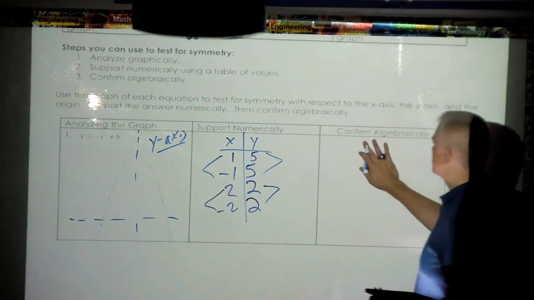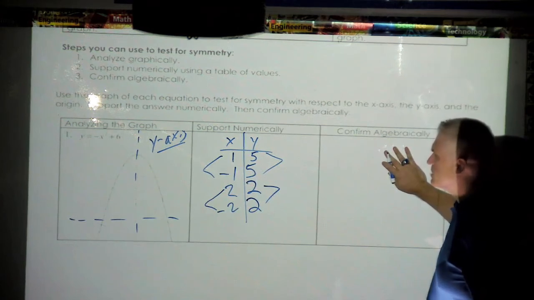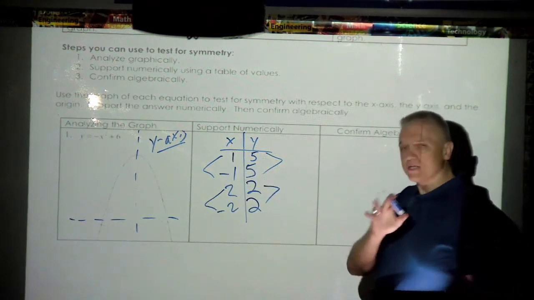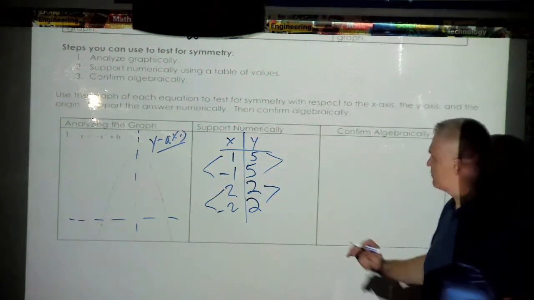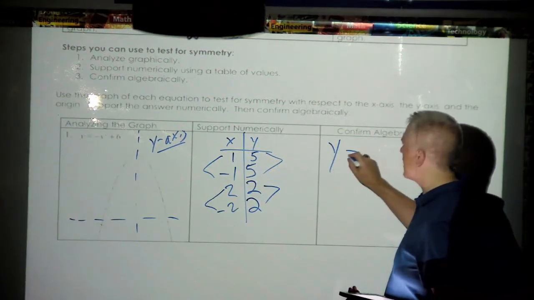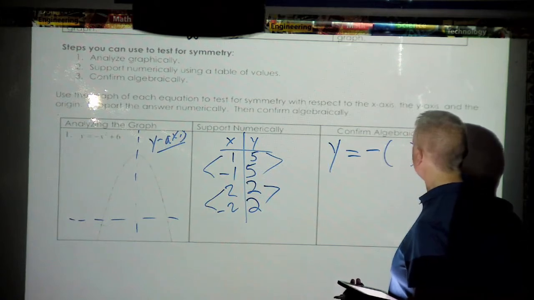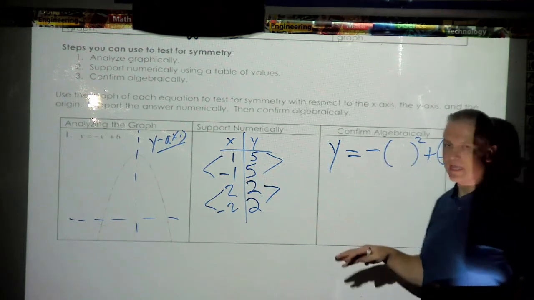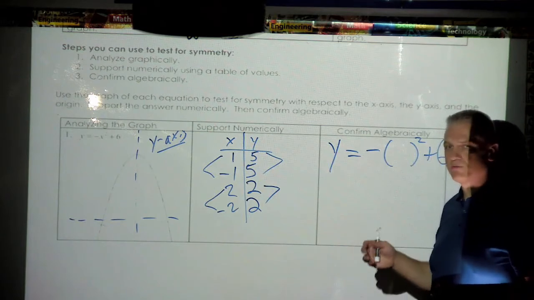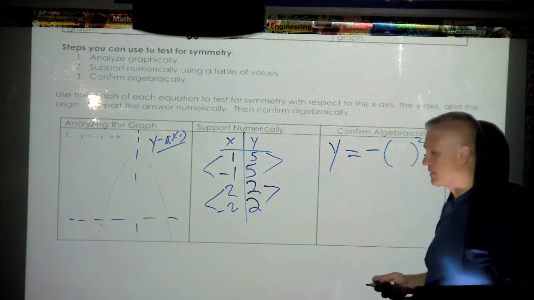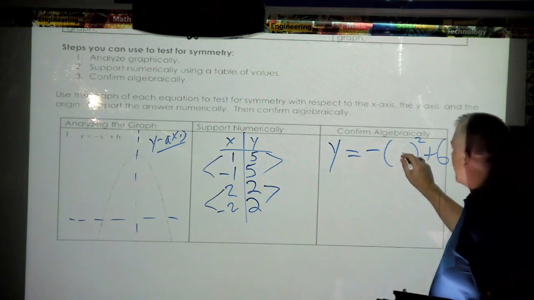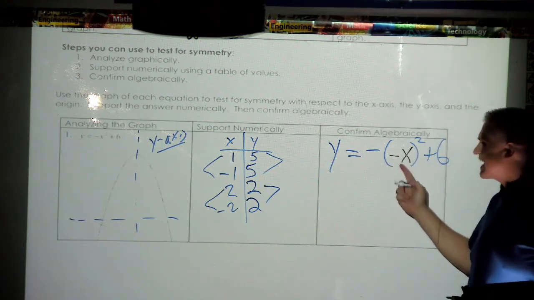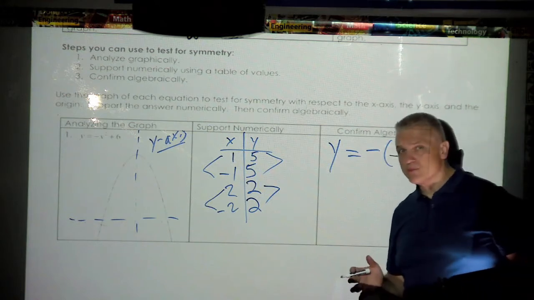Okay? Confirm it algebraically. So what did we say? If we change the sign of x, please watch this carefully. If I change the sign of x, I'm just going to leave out my x. This is the part people forget, and they lose points on that first quiz, and then they lose points on the test if they can't get it by then. So instead of x, I'm going to change the sign of x. Now it's a negative x. Now I just have to remember to do PEMDAS.